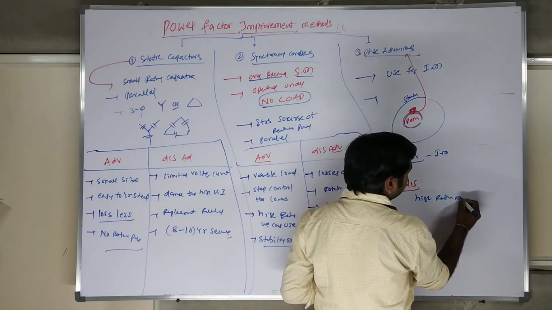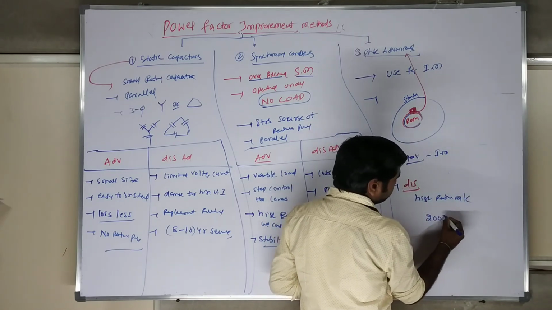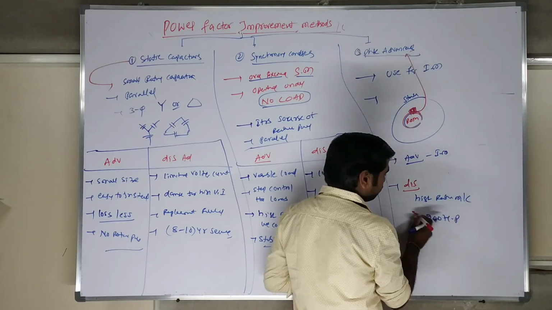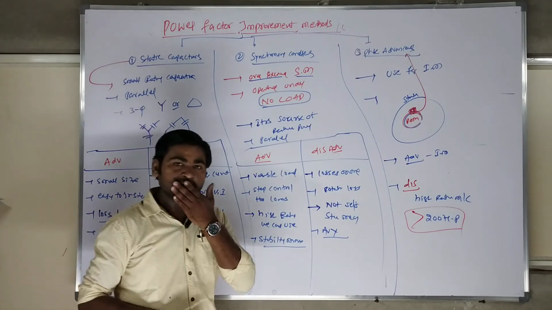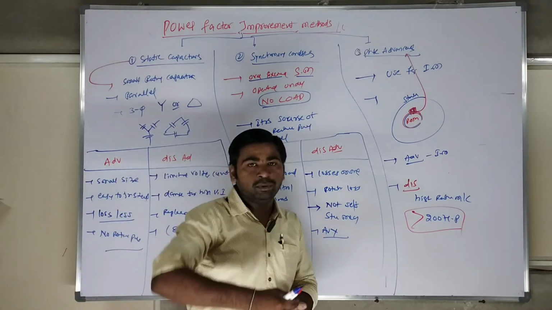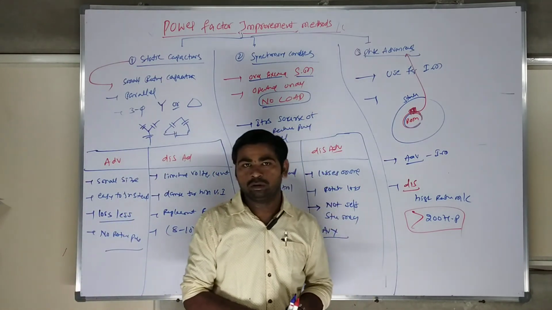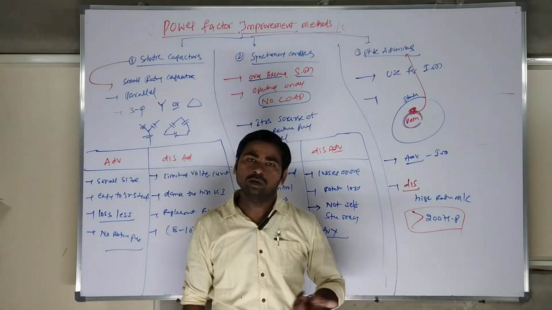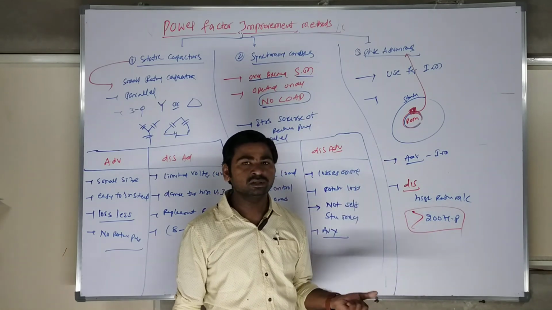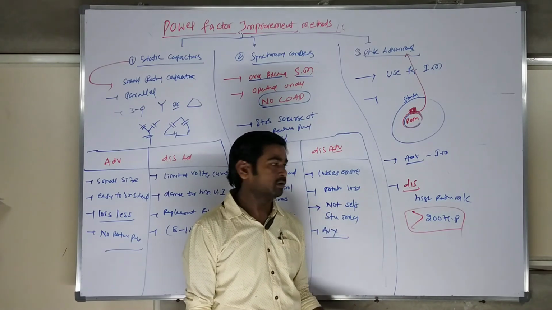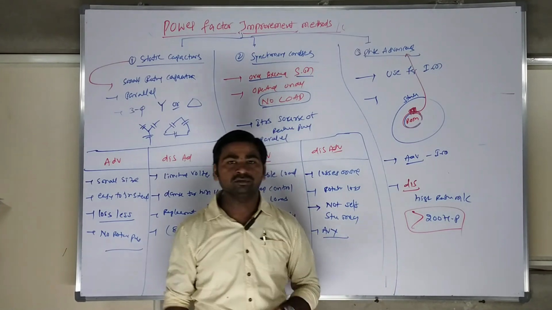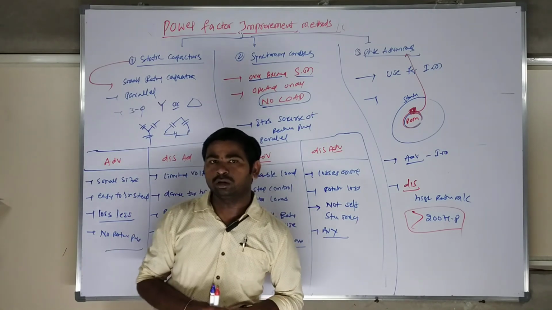High rating machines only, generally 200 HP. Only machines rated more than 200 HP can use phase advancers, because keeping the phase advancer on the induction motor is a little complex. If you use it on a smaller machine, the cost will be more. So when you specifically require a phase advancer, you can keep it on the rotor shaft of high rating machines, and we can easily get more benefits.